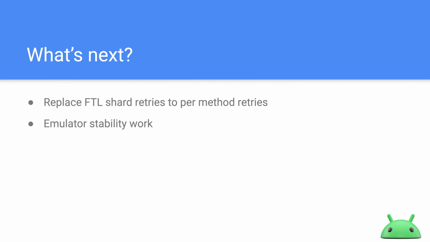So what's next for us? I think the next thing that we want to look at is reworking the way FTL does test retries. Currently, it retries the whole shard. And of course, that could introduce more flakiness because now you're running more tests. So we're moving to a system that will allow us to retry tests per method. So if only a single method failed, retry only that one. Not only do you save time, it also reduces flakiness.